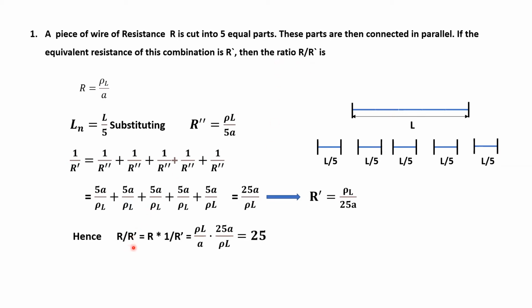So R by R dash can be written as R into 1 by R dash. So R we know is rho L divided by A, into 1 by R dash which is what we have found here, 25A divided by rho L. So rho L gets cancelled and A gets cancelled and the ratio is 25.